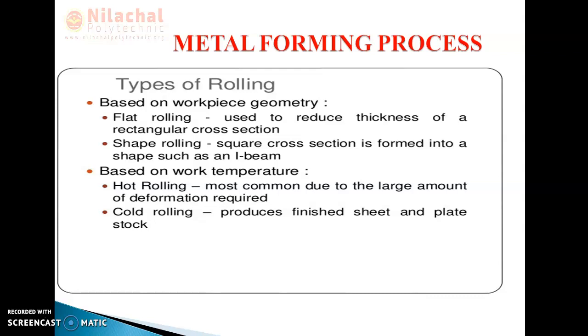Mostly in the rolling process, hot rolling is preferred due to the large amount of deformation required. That means to increase the production rate, we generally select hot rolling rather than cold rolling. Cold rolling does not produce large deformation, but it produces finished sheet and plate stock.